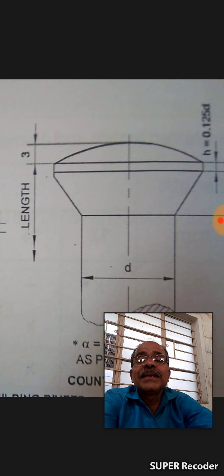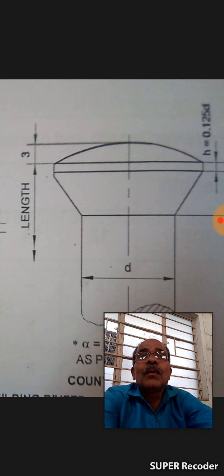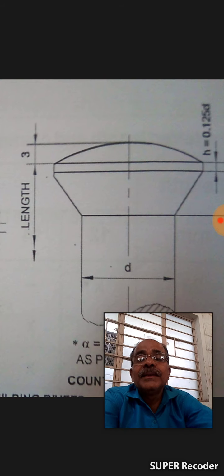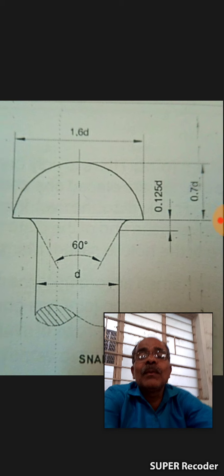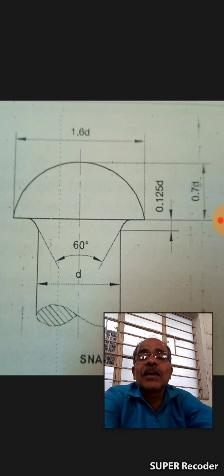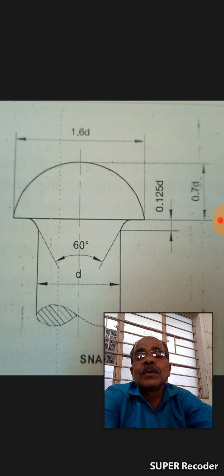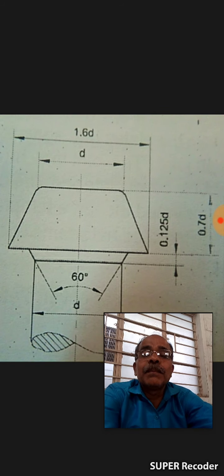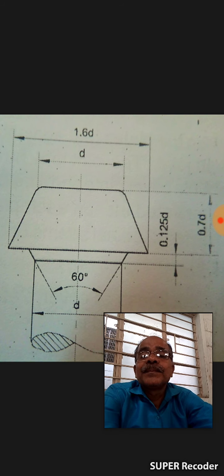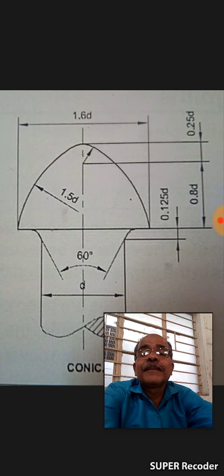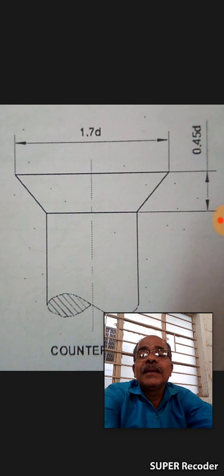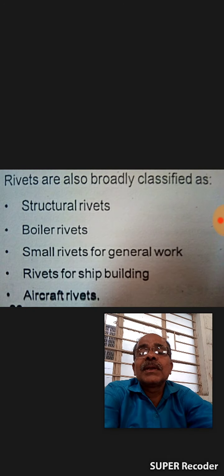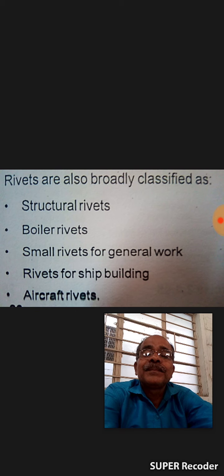See this one. This is the rounded countersink head rivet. This is used in building works and heavy construction work. This is the snap head rivet. This is used for general purpose usage. This one is the pan head rivet. This is the conical head rivet. And this one is the countersink head rivet.